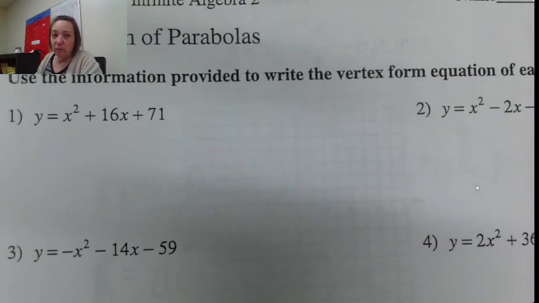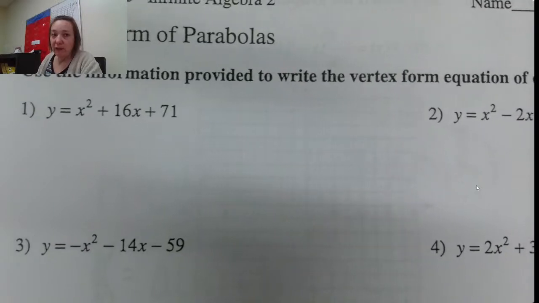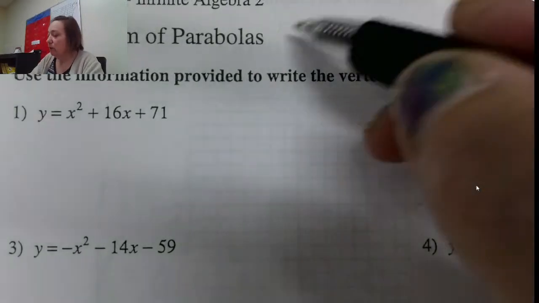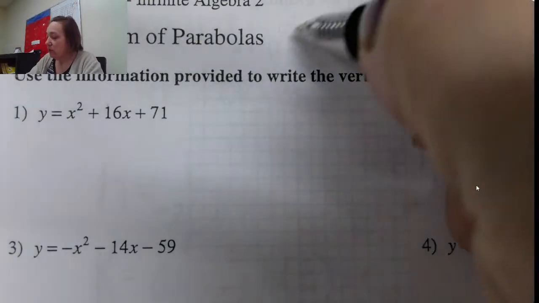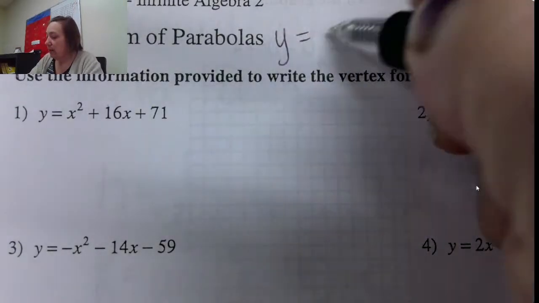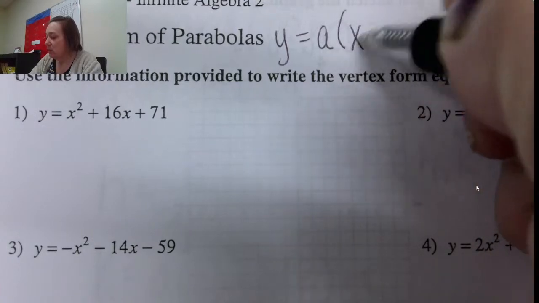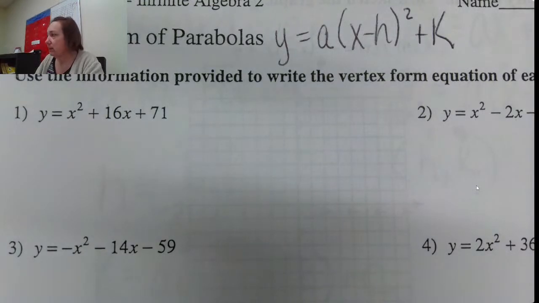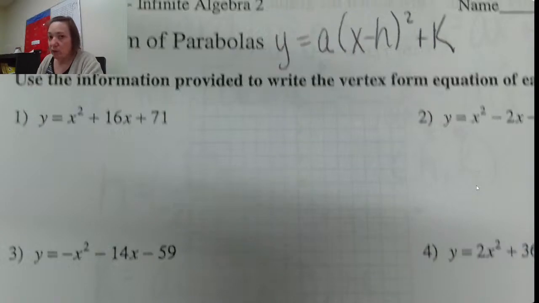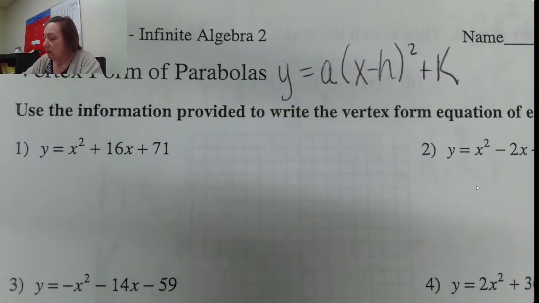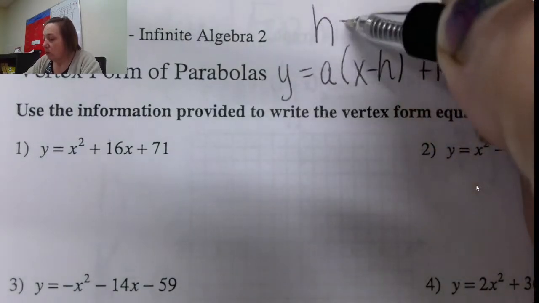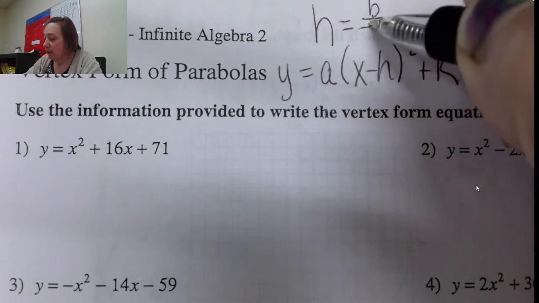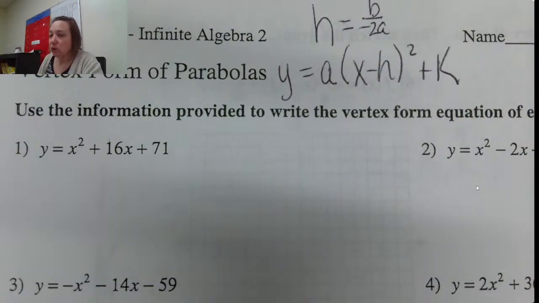Okay, so real quickly, I'm going to write and I would suggest you do this too. Write your vertex form up here, okay? So vertex form is y equals a parenthesis x minus h squared plus k, where h and k are your vertex. Now, this is probably another good thing for you to write up there. H equals b divided by negative 2a. So write that up there.